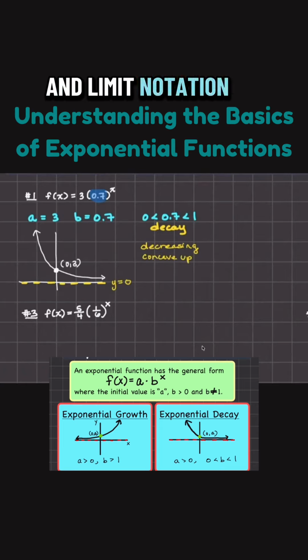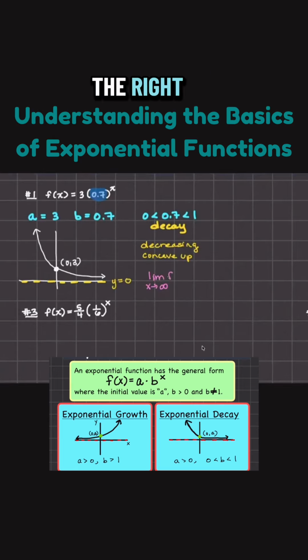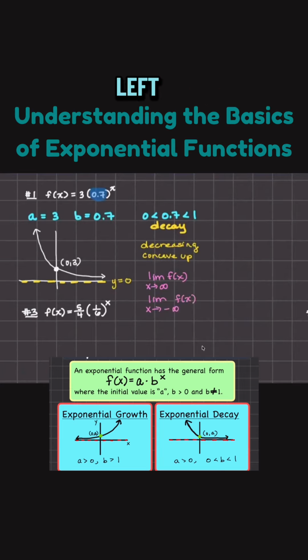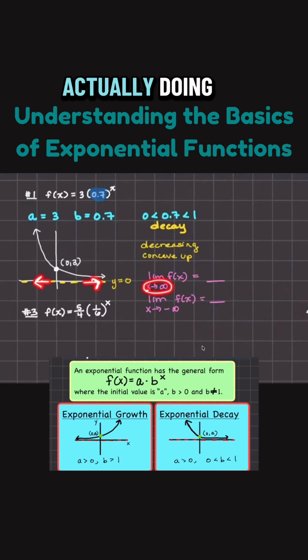And limit notation for this one is going to look like, we're going to say what happens as x approaches positive infinity, which means you're going out to the right. And then we want to look at what happens as x approaches negative infinity as you're going out to the left. So we essentially want to fill in these blanks. So what is a function doing? Going to positive infinity on the x-axis means you're traveling this way. And going to negative infinity means you're traveling this way. So we're interested to see what the function is actually doing.